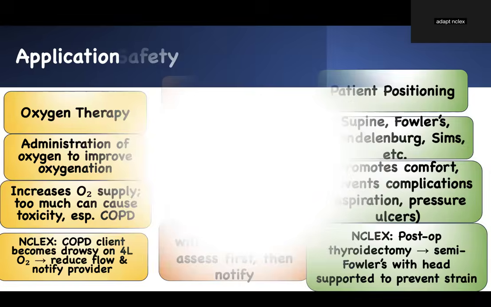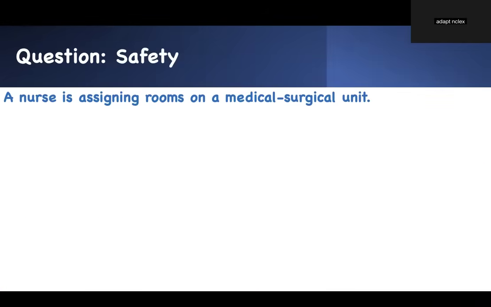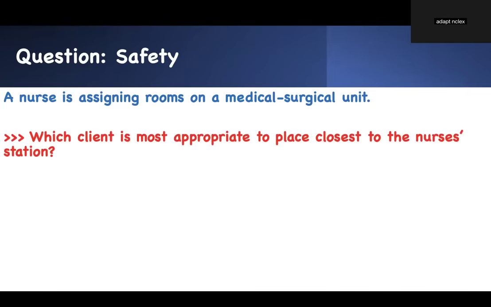Let's try a question. This is a safety question. A nurse is assigning rooms on the medical surgical unit, right? Which client is most appropriate to place closer to the nursing station? You talk about safety, right? Safety, safety, safety. That means safety is about prevention. You're preventing something from happening. What are we preventing? Either fall, complication, or any other thing. This question is talking about closest to the nursing station. Most of the time it is fall.